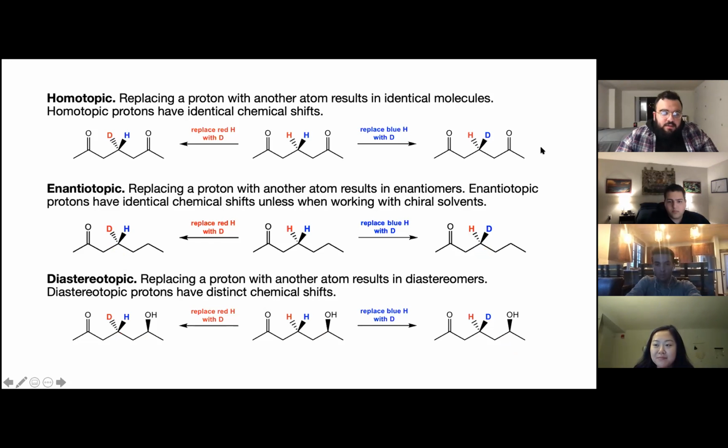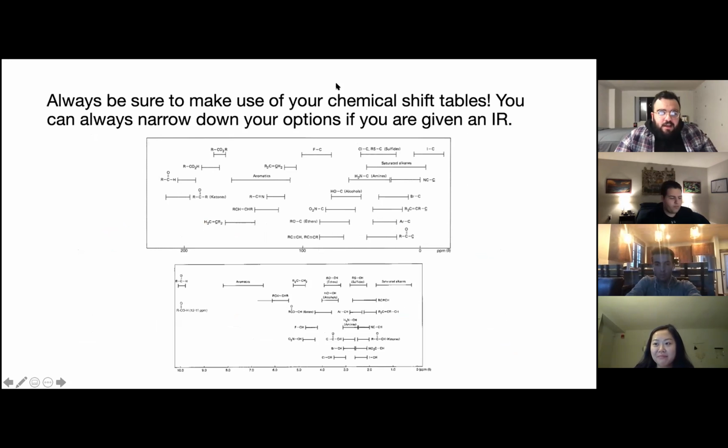So that's going to be homotopic, enantiotopic, and diastereotopic. And then you're going to have these shift tables at the end of your exam, right? You can always use these shift tables to narrow down your options if you're given an IR. You see that things are overlapping, but you're always going to have possibilities for the things that might be easier, or the things that might be on your molecule. So quickly going to show you my annotated versions of these shift tables.